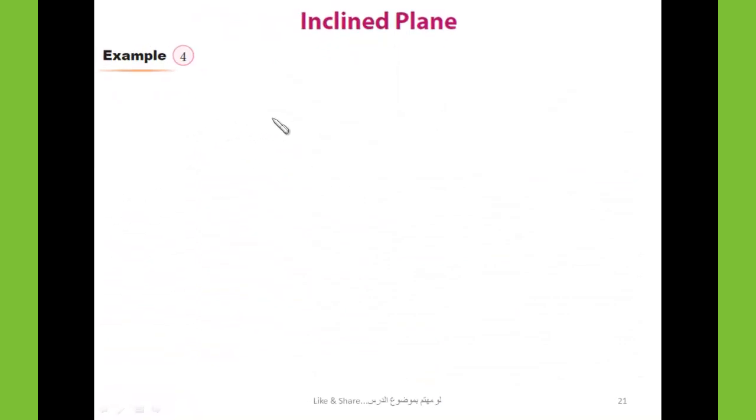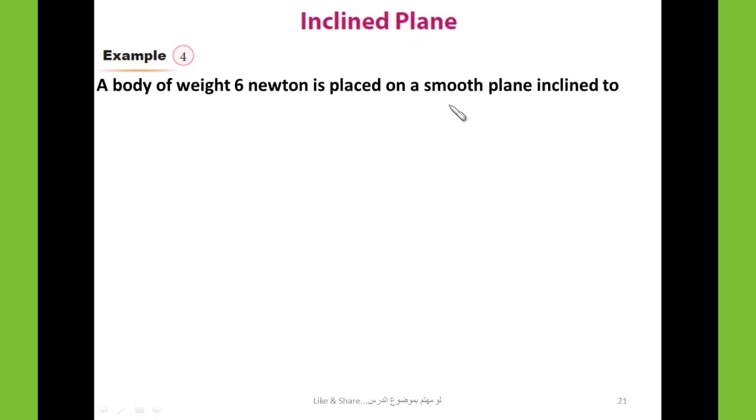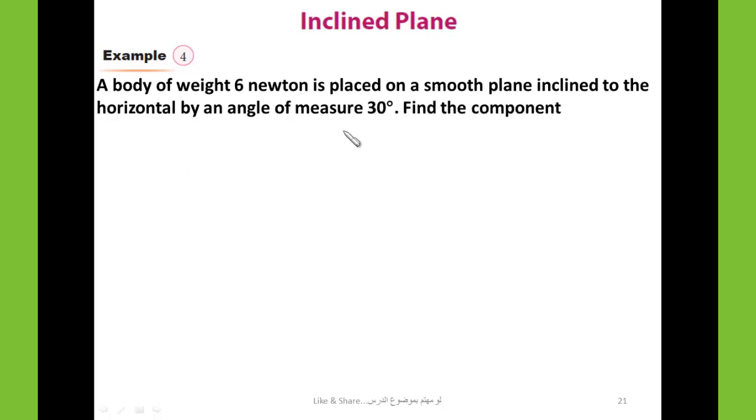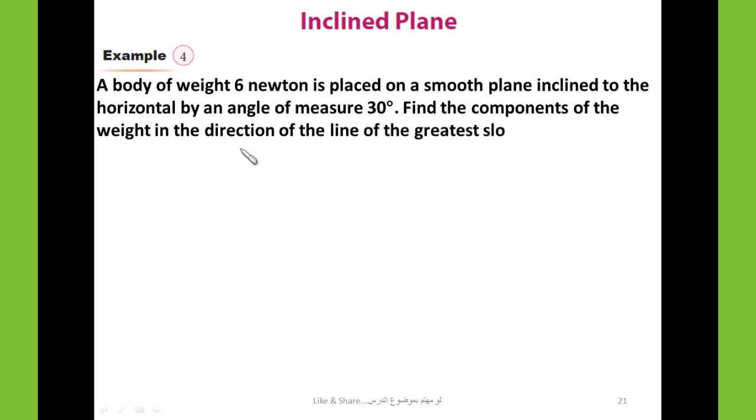Now we have a very important case. It is the inclined plane. A body of weight 6 Newton is placed on a smooth plane inclined to the horizontal by an angle of measure 30. Find the components of the weight in the direction of the line of the greatest slope and the direction normal to it. The direction normal to it is the same meaning as perpendicular.